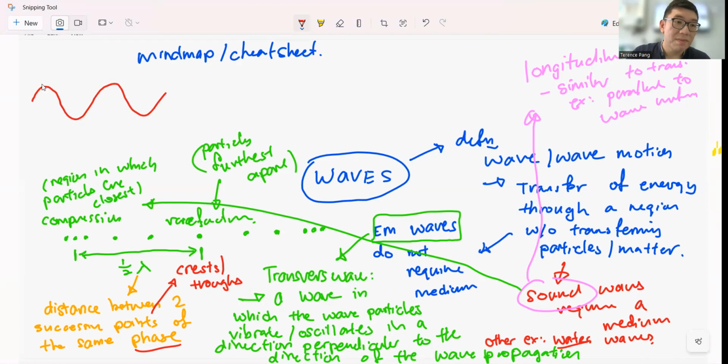Points could be crests or troughs. Right? What do you mean by same phase? Same position but different, so let's draw it out. Now, crest to crest we know. Troughs to troughs we know. But you can also use this as well. This is called same phase. These two are the same phase.